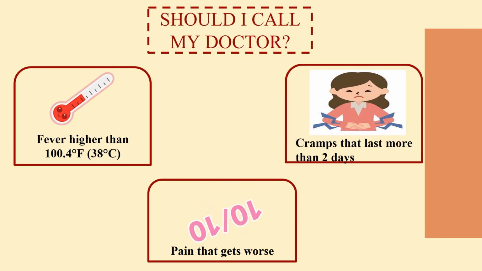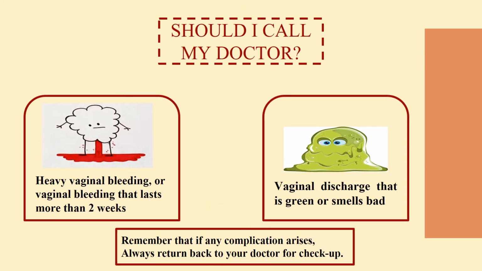Should I call my doctor? Call your doctor or nurse if you have any of the following problems after your D&C. Fever higher than 100.4 degrees Fahrenheit, 38 degrees Celsius. Cramps that last more than 2 days. Pain that is prolonged or gets worse. Heavy vaginal bleeding, or vaginal bleeding that lasts more than 2 weeks. Or vaginal discharge that is green or smells bad. Remember that if any complication arises, always return back to your doctor for checkup.